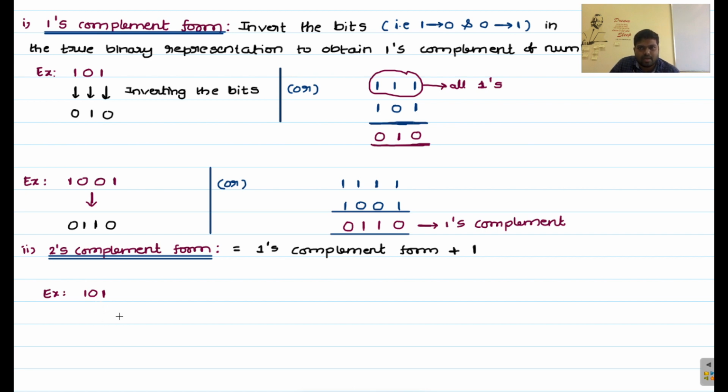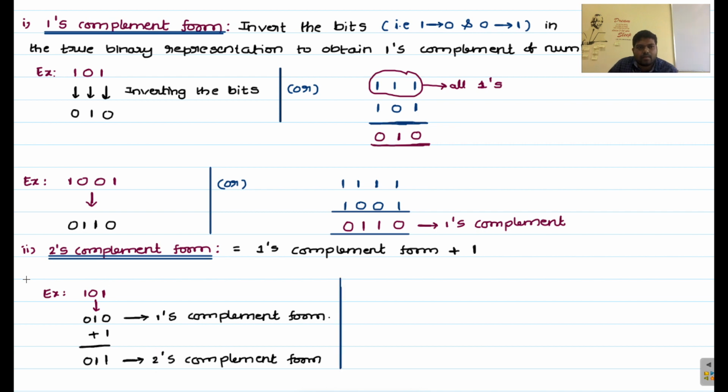Then you will get the 1's complement form 0 1 0. So this is your 1's complement form, right? For this you need to add plus 1. Here I am adding plus 1. What will you get? 1 plus 0 is 1 only. So 1 as it is, and you take 0. So for the given 101, the 2's complement form is 0 1 1, right? So this is your required 2's complement form.